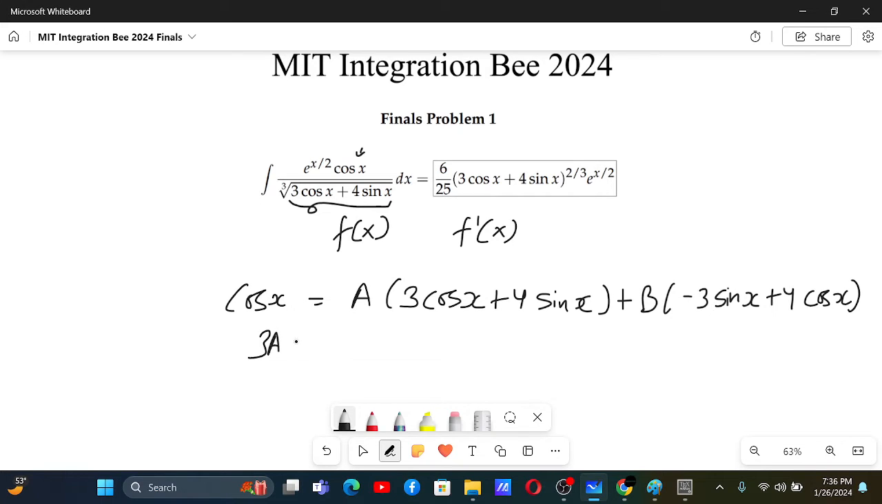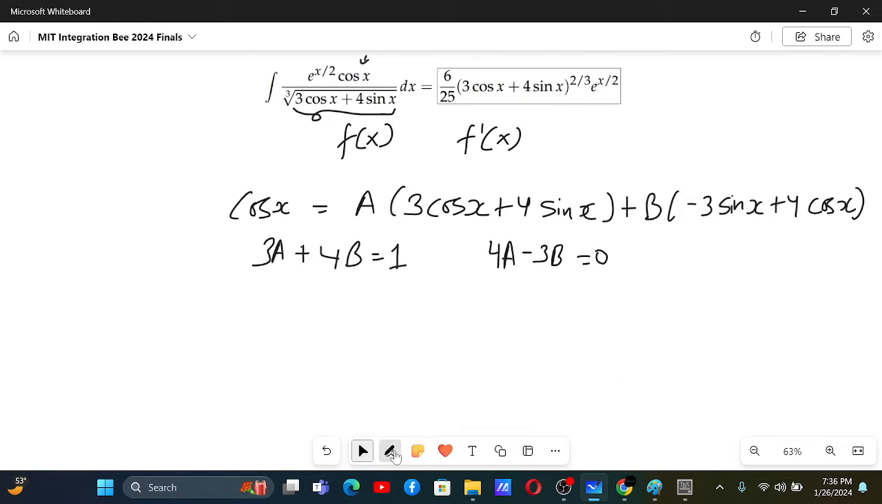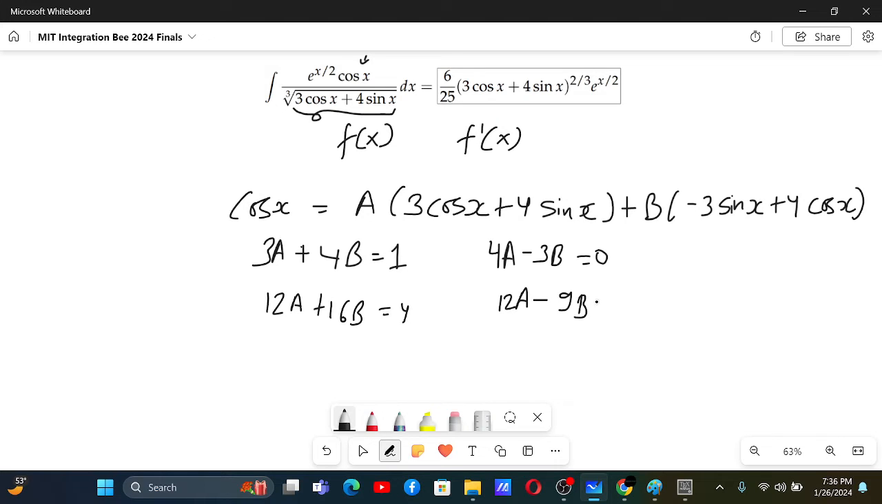So basically we will get 3a plus 4b equals 1, for the coefficient of cos x to be equal to 1. And the next thing is 4a minus 3b equals 0, because there is no sin x. Now to solve this, let's make the coefficient of a equal. We will have 12a plus 16b equals 4, and 12a minus 9b equals 0.